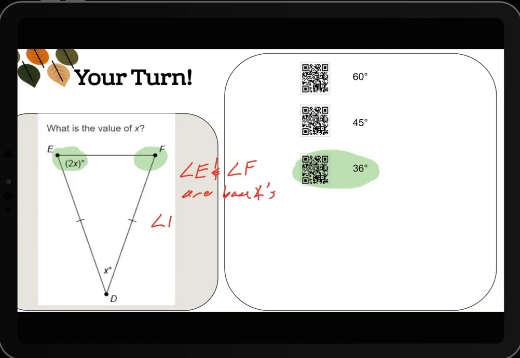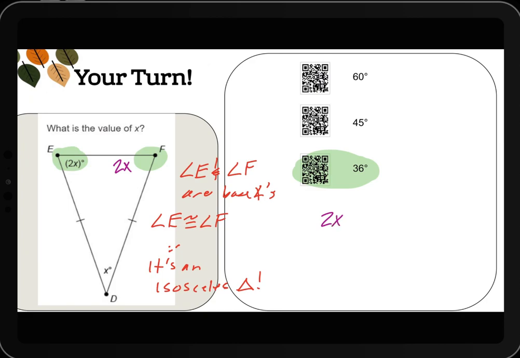So we know that angle E is congruent to angle F since it's an isosceles triangle, right? So that's how we know that, and then we can justify by saying, okay, that means this is 2x as well because they're the same.